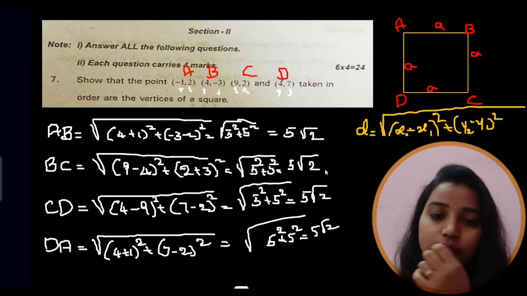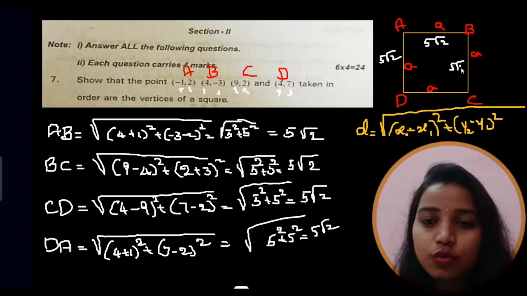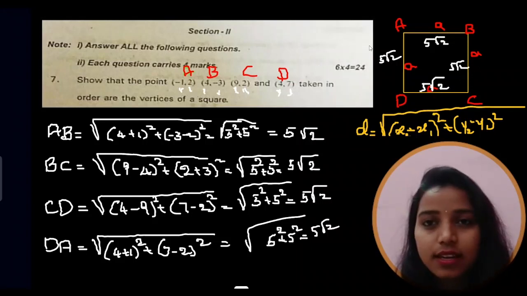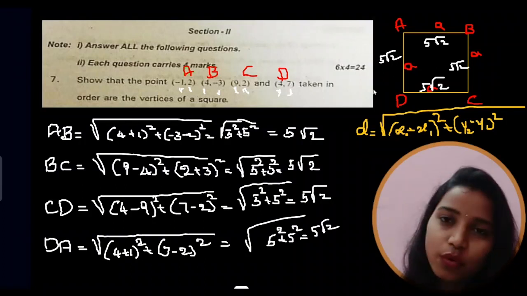So what we have understood, all the sides are of distance 5 root 2 units. It is 5 root 2, this is 5 root 2, and this is also 5 root 2. So all the sides are equal. Since all sides are equal, these are the points of a square, right? So hence proved.